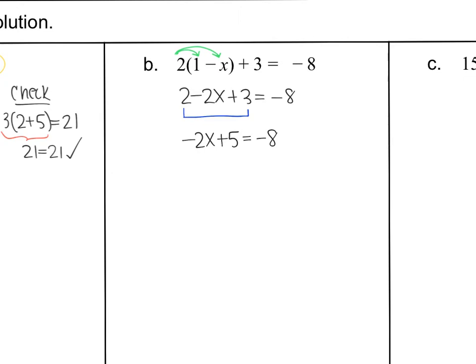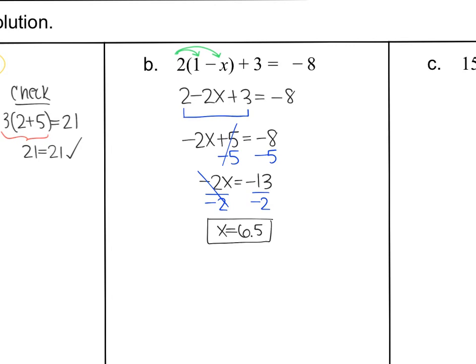If I'm going to get the x by itself, I'm going to undo the plus 5 first by subtracting 5 on both sides. To get negative 2x equals negative 13. And then I'll divide by negative 2 on both sides. Careful with dividing your negatives here. Negative 13 divided by negative 2 is positive 6.5.